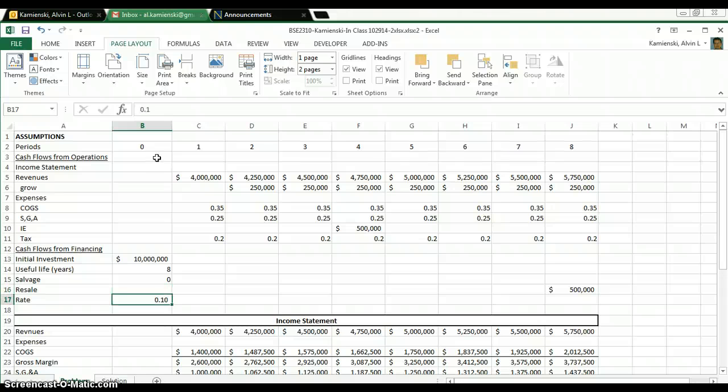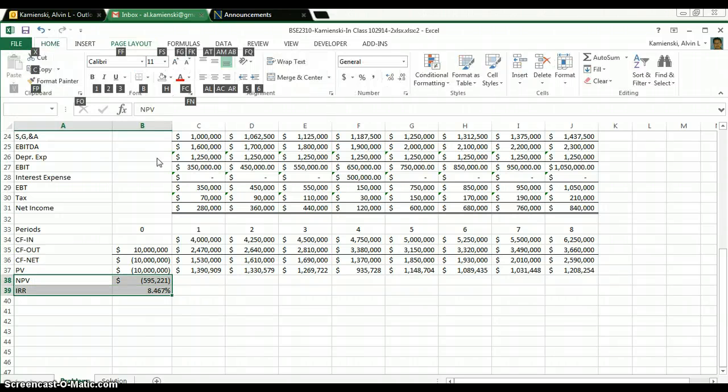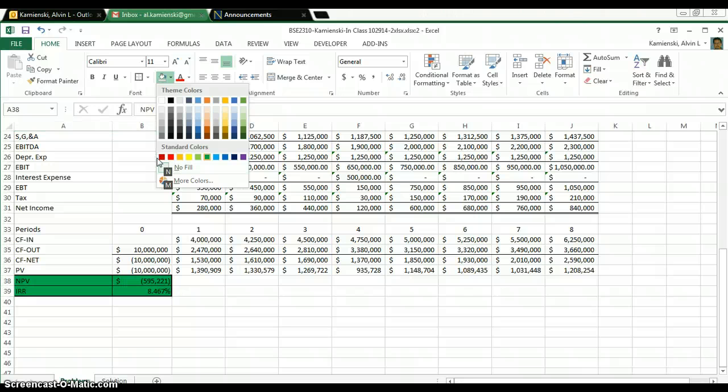With a discount rate then of 10%, it's clear that this project's return is less than what our required return is, which then also indicates for us how we would have a negative NPV. And so this would be a project that we would not be interested in pursuing.